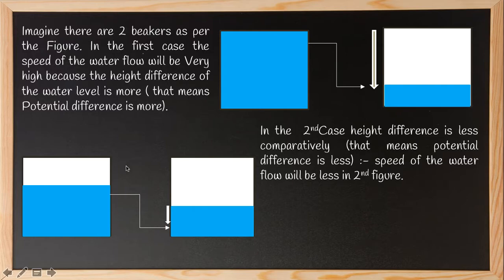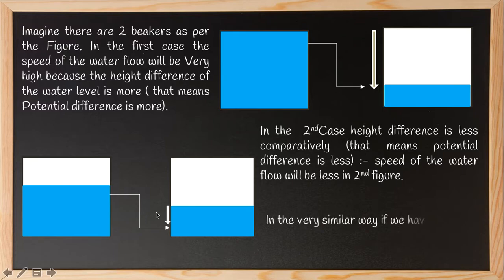But if you look at the second case, in this beaker, the water is not filled till the rim. It's almost about 3/4 filled. So if you try to empty this beaker, then you will not see much speed in the flow of water because the potential difference is less in the second figure.